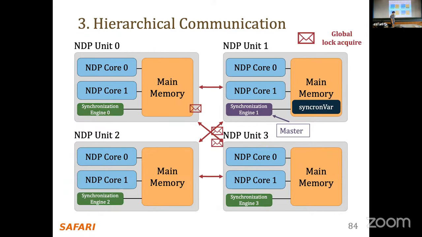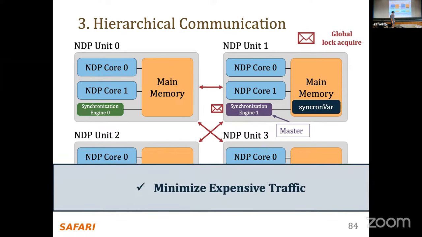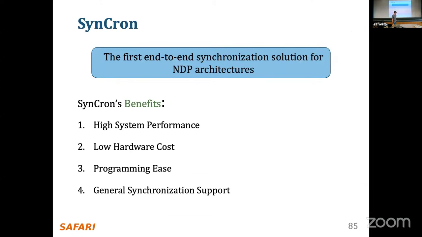So here you see how the global lock acquire is sent to the master synchronization engine, and this way we minimize the traffic because we are doing hierarchical communication, right? Because each of the local synchronization engines is gathering the requests from different NDP cores in the same NDP unit and sending them all together. Okay.